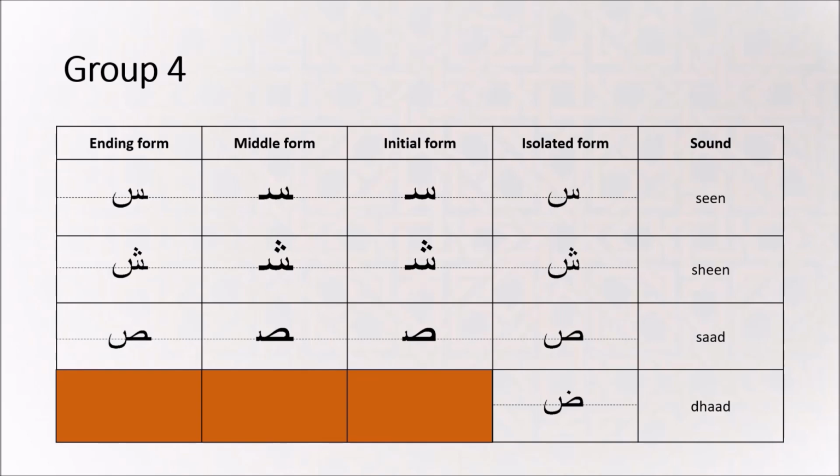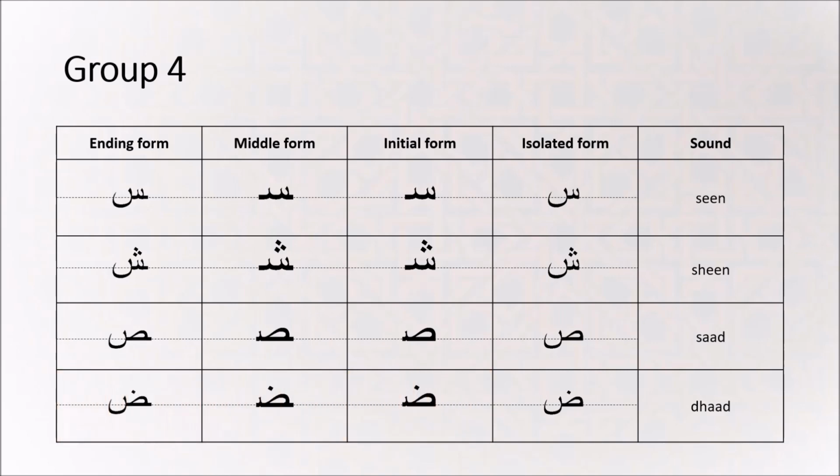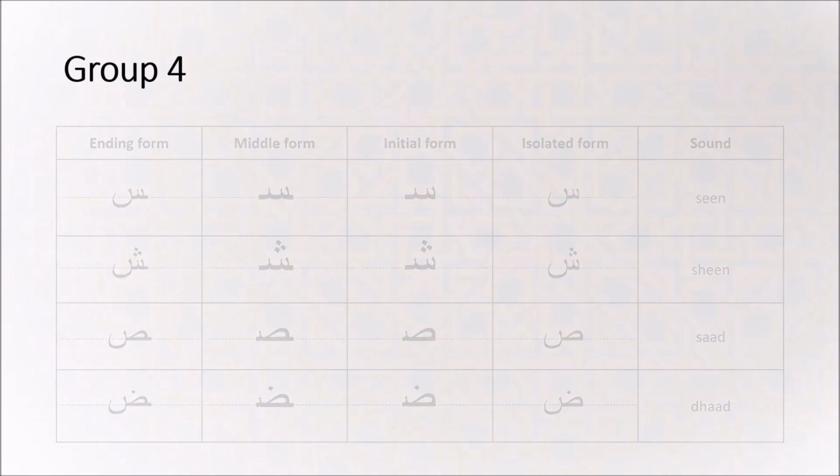And just like Seen and Sheen, Salt and Dot look very similar. The only difference between these two is that we have to add 1 dot on top. Alright, with the letters of this lesson included, we have learned 20 out of 28 Arabic letters. This means that we can create more and more words every day.